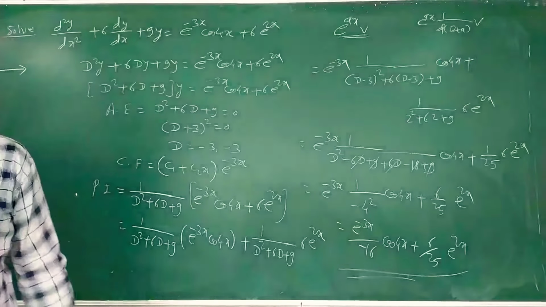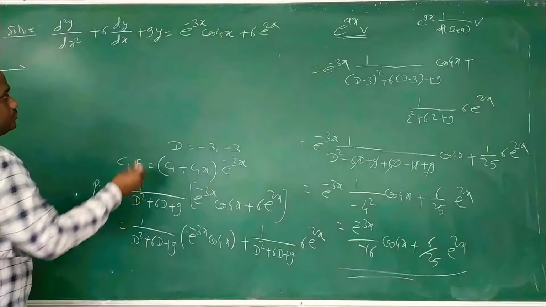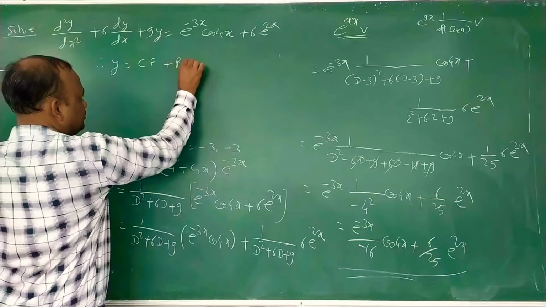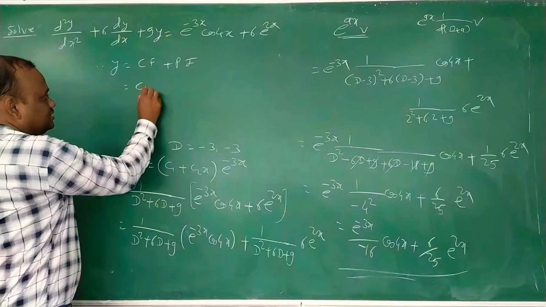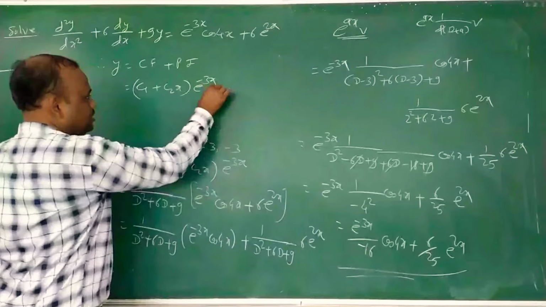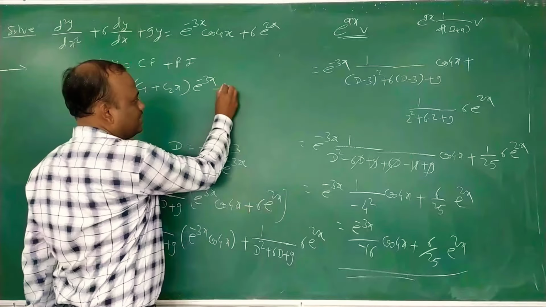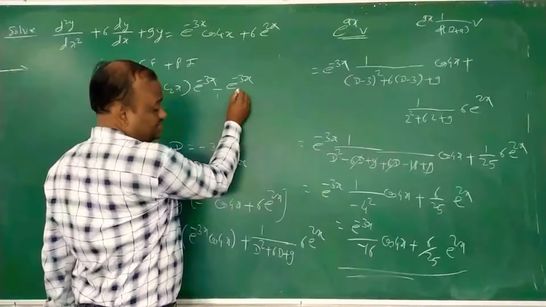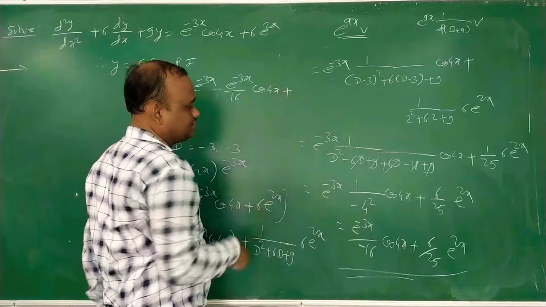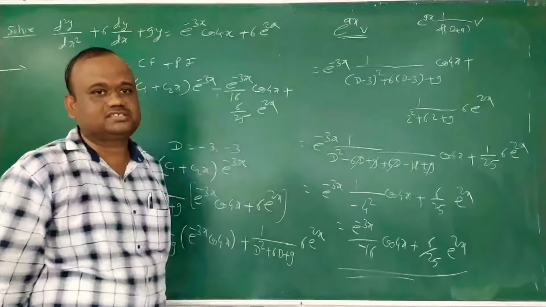Now we have to write the final solution. What is the final solution? y = CF + PI, and therefore the solution of the given differential equation is y = CF + PI, and CF is (C1 + C2x) e^(-3x) plus PI. PI is e^(-3x) into -1/16, that is -e^(-3x)/16, so the minus sign, cos 4x, plus the last term is 6/25 into e^(2x).